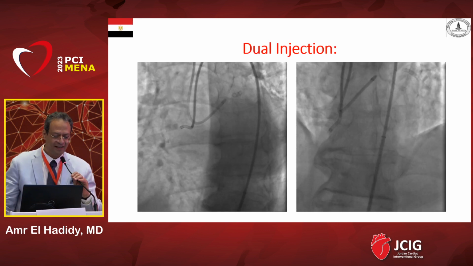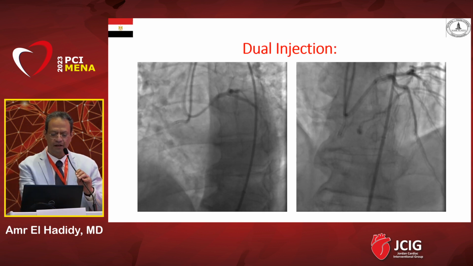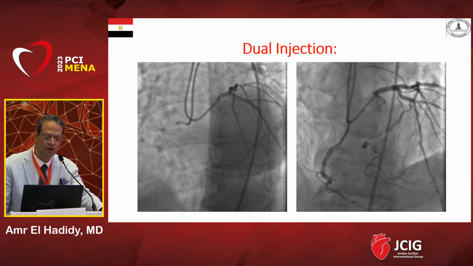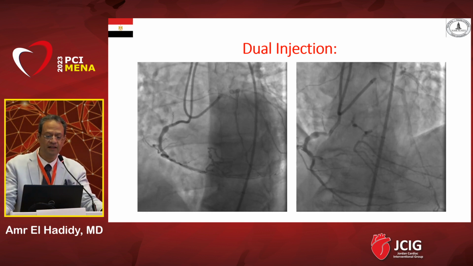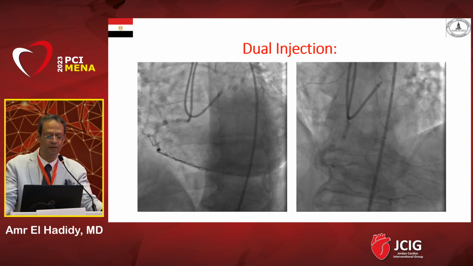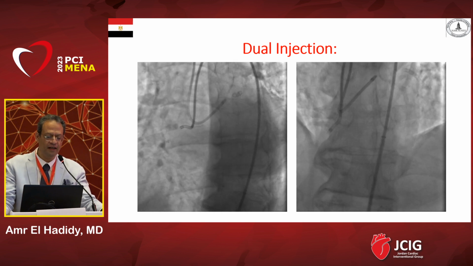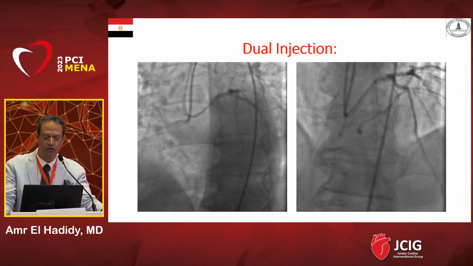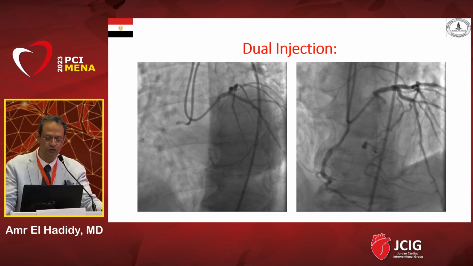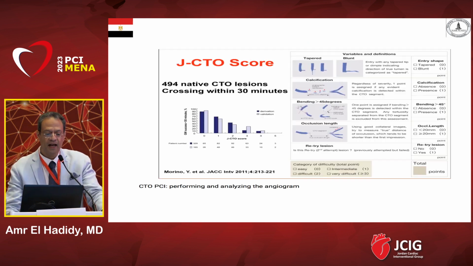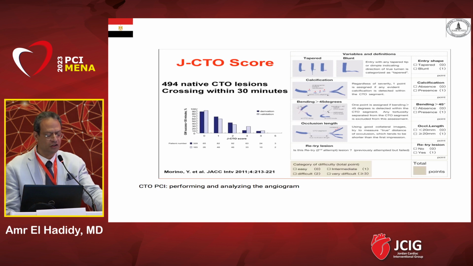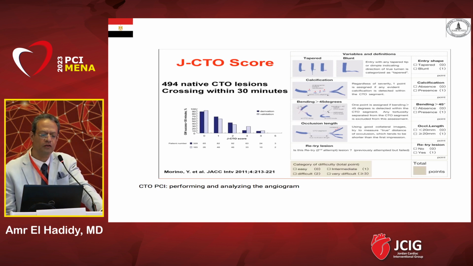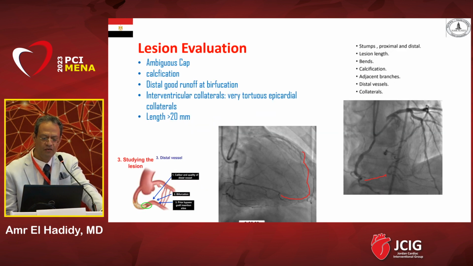Okay, very nice. This is an example of a case of a CTO RCA, and it shows collaterals coming from the LAD to this CTO RCA. So we need to decide where to go. If you want to go retrograde, you need to decide. The Japanese CTO score is well known to all of us, and it tells how to judge whether this is a difficult or moderate case, and then you need to see.